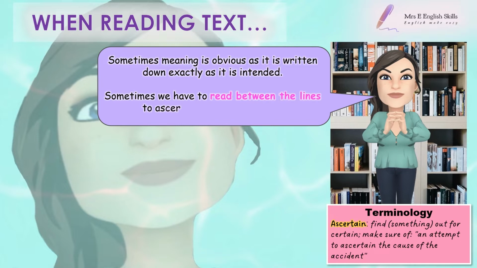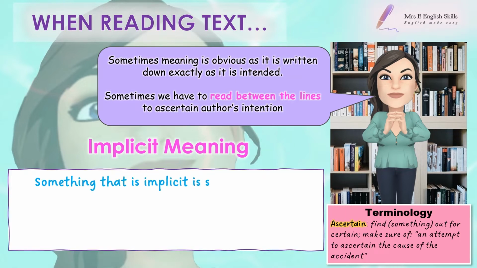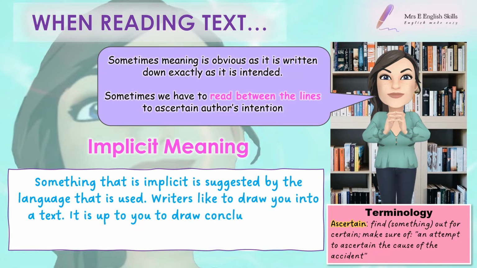Sometimes we have to read between the lines to ascertain the author's intention. This is called implicit meaning, and this means something that is suggested rather than said directly or written directly, and it's suggested by the language that is used. Writers like to draw you into a text, and it's up to you to draw conclusions about what is being said by analysing the language and the structure the writer has chosen.